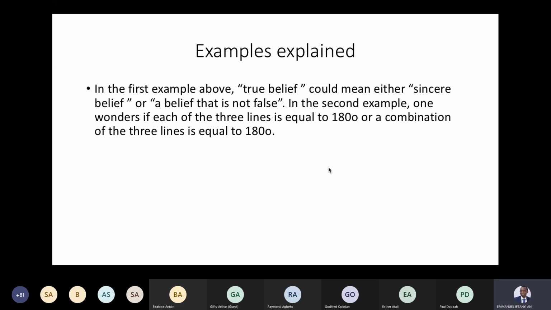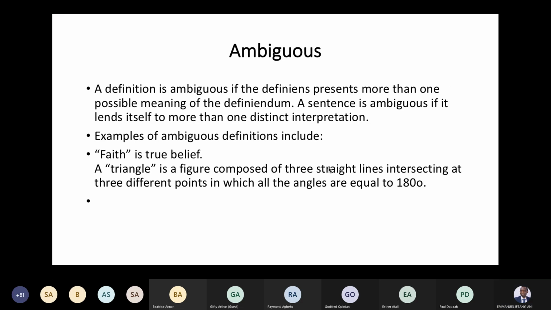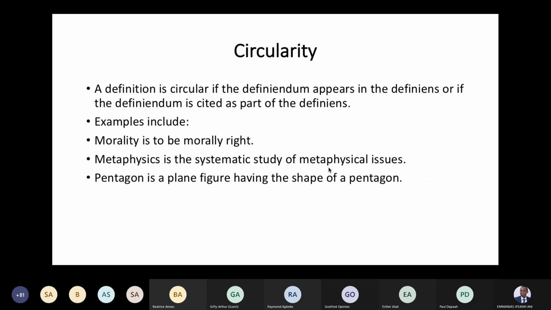In the second example, one wonders if each of the 3 lines is equal to 80 or a combination of the 3 lines is equal to 80. Circularity. A definition is circular if the definiendum.